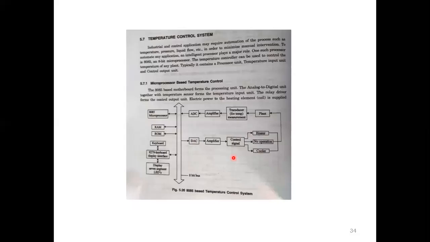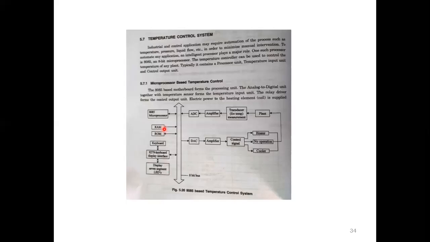Through the keyboard we give the input variables to the function blocks, and the display shows the status of the temperature control unit, whether the temperature is high or low. RAM and ROM store multiple temperature values over a particular time period. We store what the variations are, so RAM and ROM are used in the temperature system.